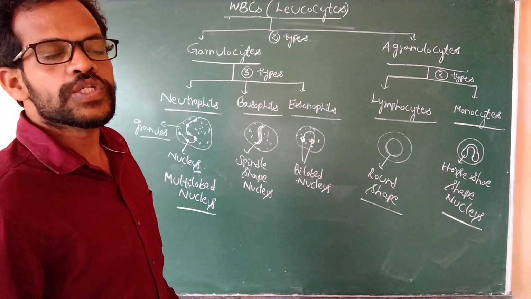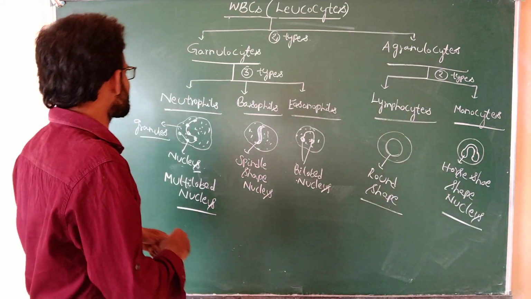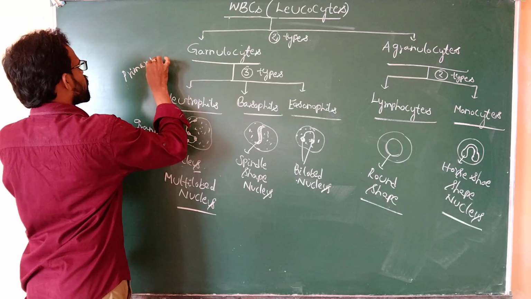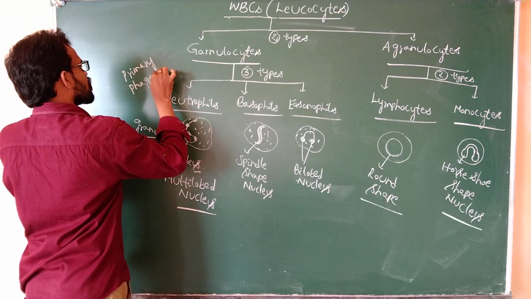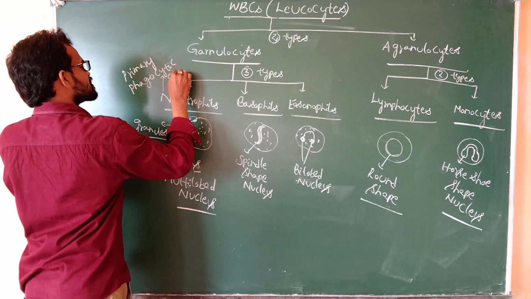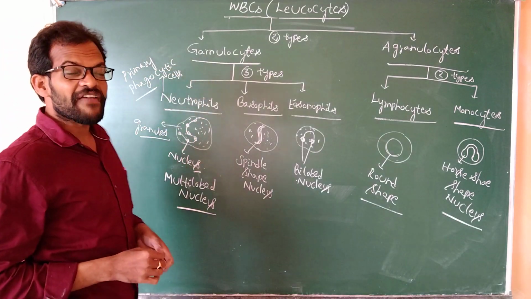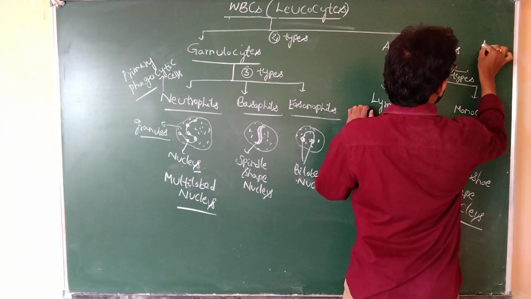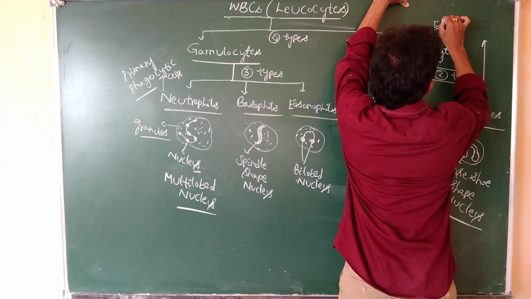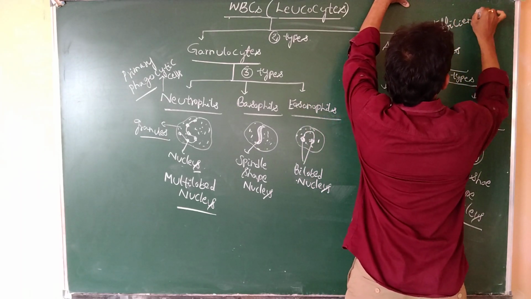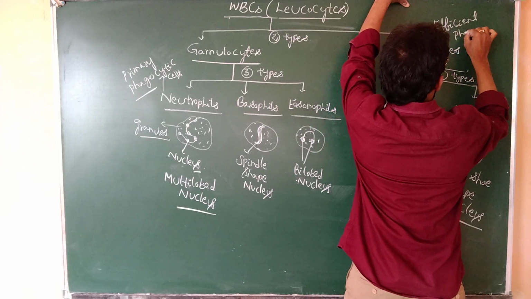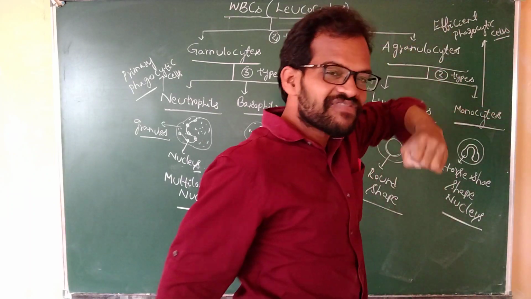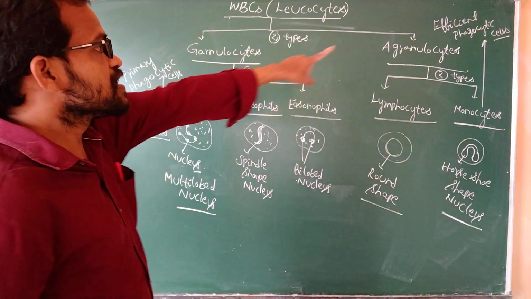Coming to the neutrophils, they are the primary phagocytic cells. Phagocytic means they engulf foreign material. Coming to the next one, monocytes. They are efficient phagocytic cells, secondary phagocytic cells. They engulf the foreign material. Primary phagocytic cell, neutrophils; secondary phagocytic cell, monocytes.